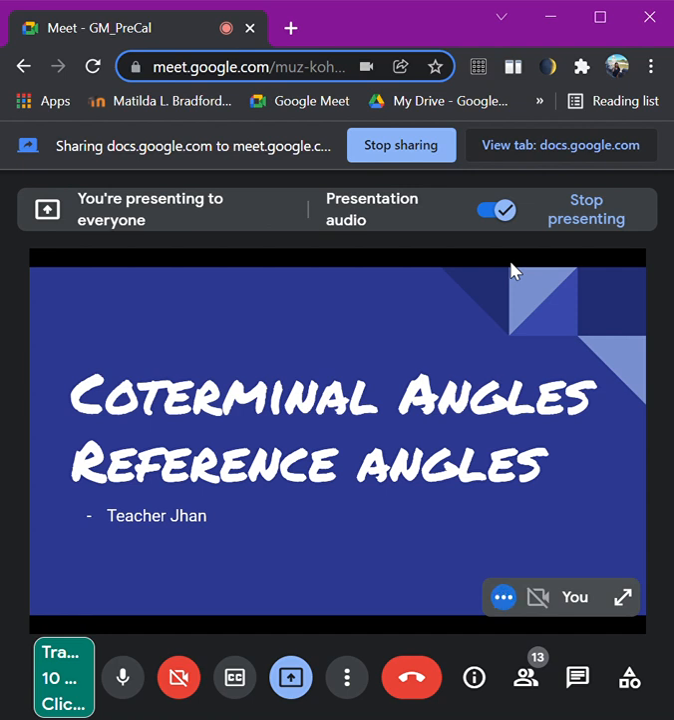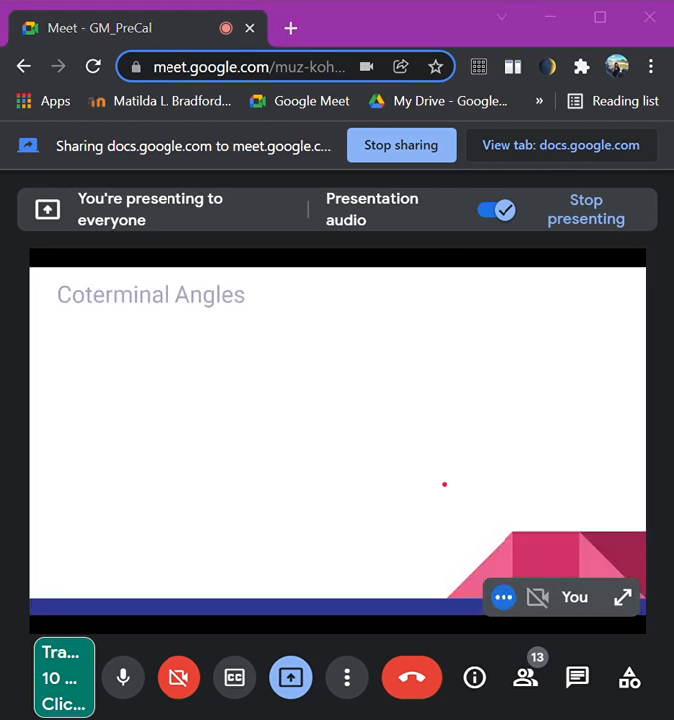Okay. So, let's start first with our coterminal angles. So, what are coterminal angles? Right, in our angle measure last time, we discussed initial angle and terminal angle. Or not the angle but initial side and terminal side. For our initial side, that is the beginning where your angles will start. And your terminal side is where your angle ends.